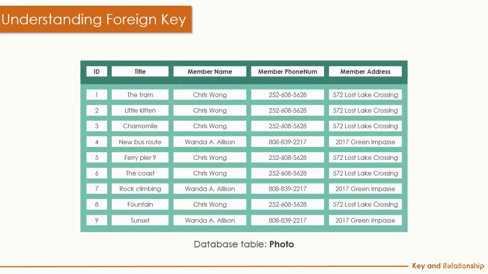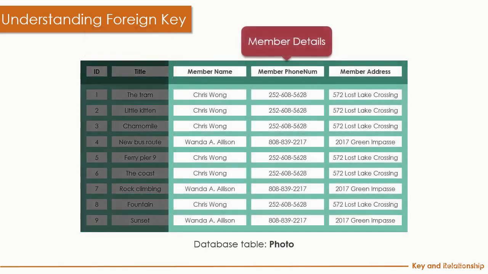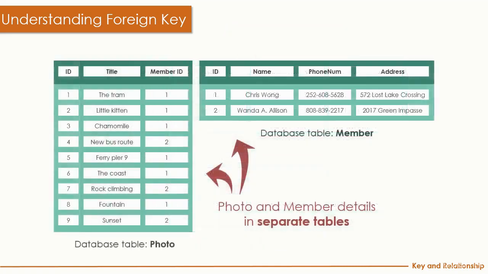Here is the photo table we designed at the very beginning. You see we have the photo detail, the ID, the title of the photo. And on the right hand side of the table, you see the member detail. And we find that the values keep repeating. You see Chris Wong repeats so many times. Then we decided to split into two tables. One is the photo with the ID and the title, and the member table to have the name, phone number, and address.